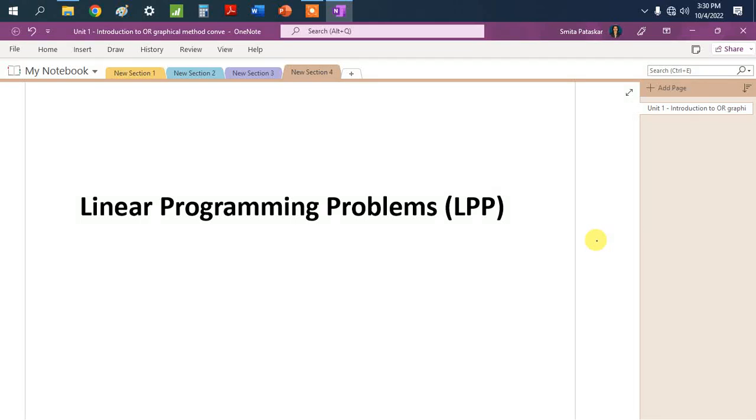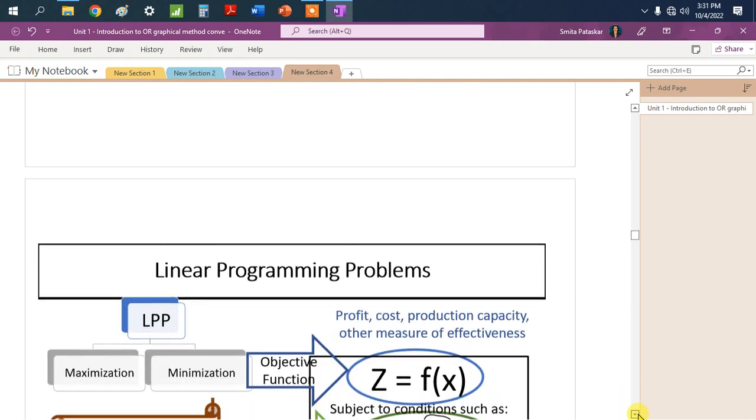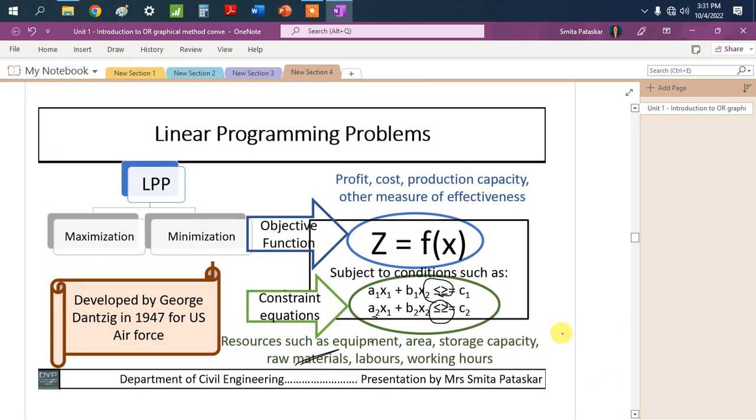Hello students, in this video we are going to learn the formulation of linear programming problems. For this video I have referred the book Introduction to Operations Research by Hira and Gupta. Now as the name indicates, we are going to learn the linear programming problems, so linear functions are involved in that.